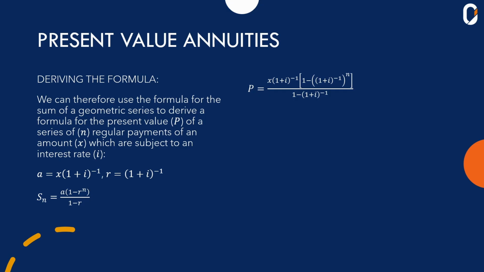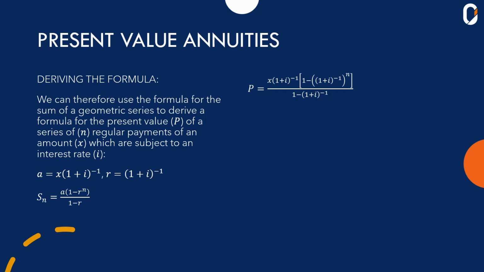And again, looking at the denominator, the (1 + i)^(-1) that is next to x on the numerator, I'm going to take that into the denominator so that it will have a positive exponent. And inside the square bracket on the numerator, the negative 1 and the n are both powers or exponents, and hence I can multiply them out. They will multiply out to give me a single power of negative n.